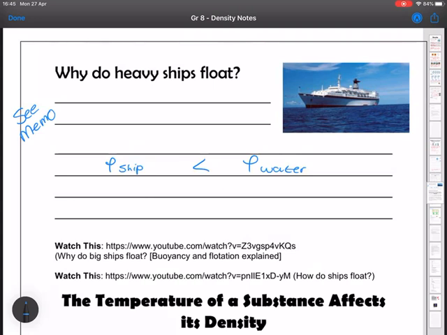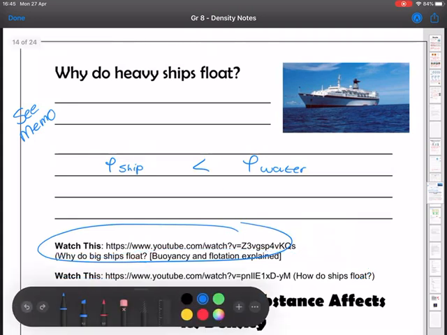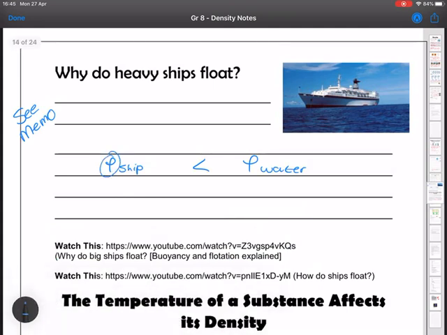So when we last had a lesson, it was on why do heavy ships float, and I gave you these two videos to watch. I hope that you watched them, and part of your homework was to explain why heavy ships float. If you watched the videos, you would have learned that for a ship to float, the density of the ship must be less than the density of the water. And if you remember, the formula for density is mass divided by volume.